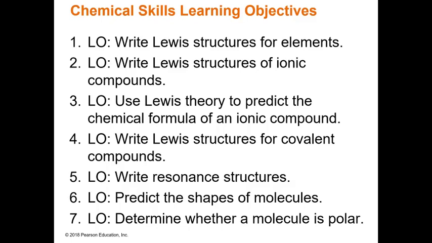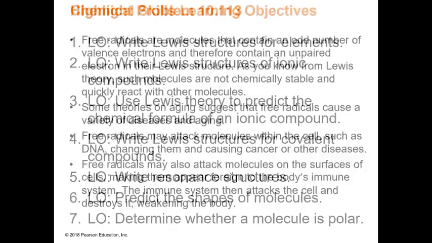Here's a recap of what you should now be able to do. Write Lewis structures for individual elements. Draw Lewis structures for ionic compounds. Use Lewis theory to predict correct chemical formulas. Construct Lewis structures for covalent molecules. Write resonance structures for applicable compounds. Predict molecular shapes using VSEPR theory. Determine whether a molecule is polar based on bond polarity and geometry.